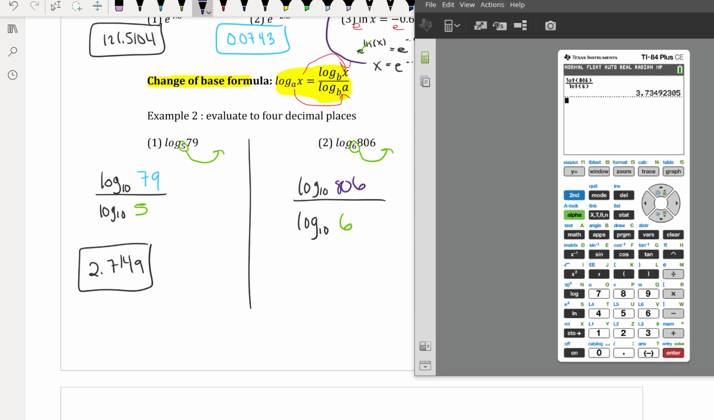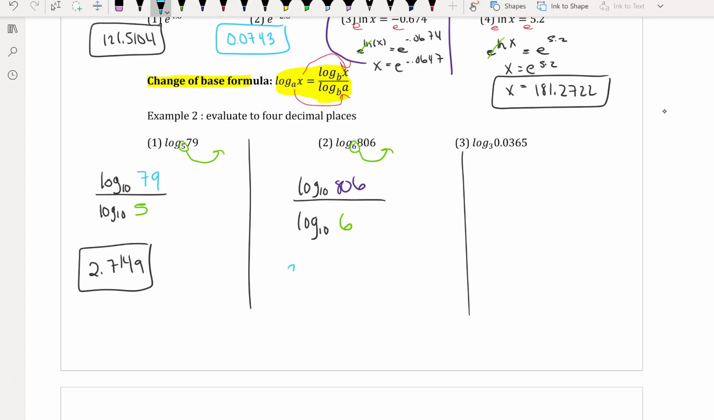And when you press enter, you're going to get 3.73492305. So I'm going to round to 4 decimal places. 1, 2, 3, 4. The 4th decimal place is 9, so that 2 tells me to leave that 9 alone. So I'm going to rewrite this as 3.7349. I'm just going to rewrite that. I don't like the way it looked. 3.7349. Okay, so that looks a little better.